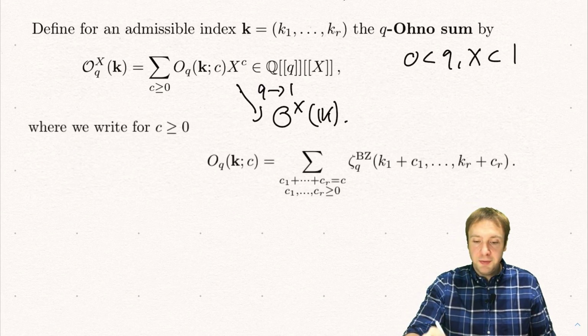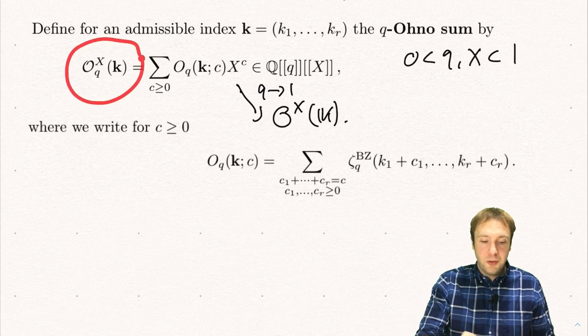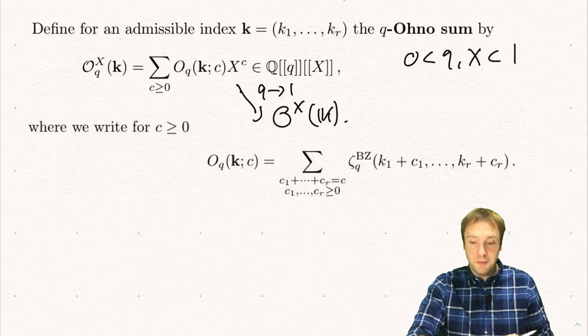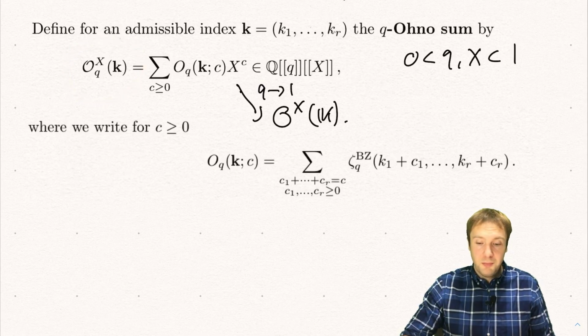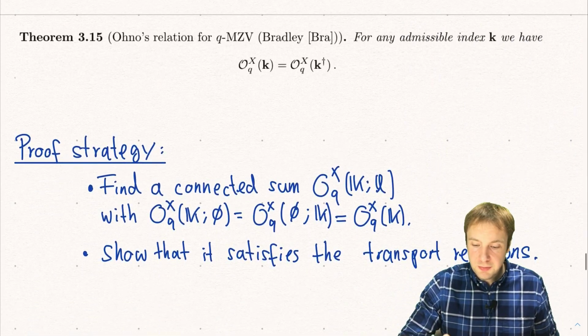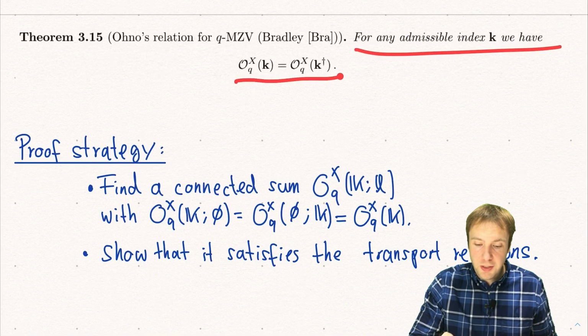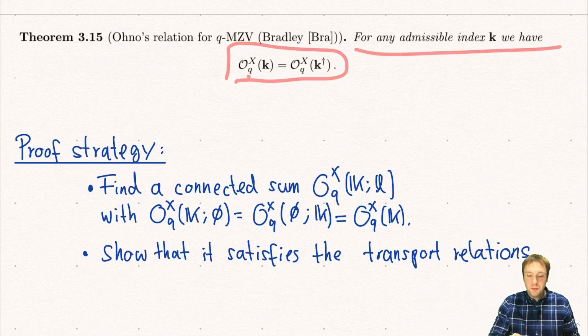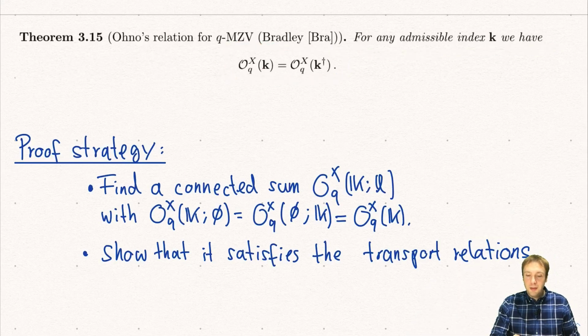And also we see that if we send q to 1, this is exactly the Ohno sum we saw before. Now the statement is that this q-Ohno sum also satisfies the duality, meaning we have the Ohno relation for q-analogs. So for any admissible index k, the q-Ohno sum of the index k is given by the q-Ohno sum of the dual index.